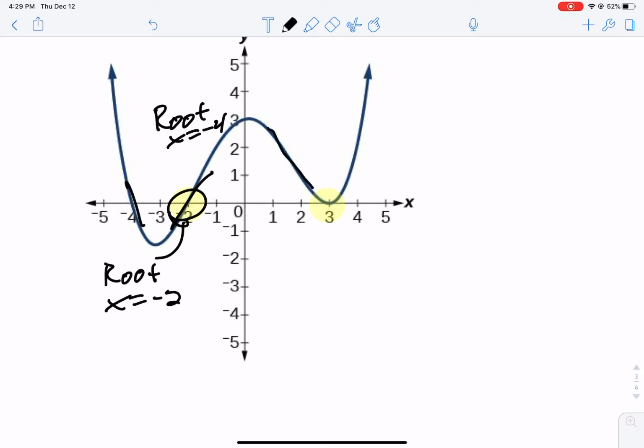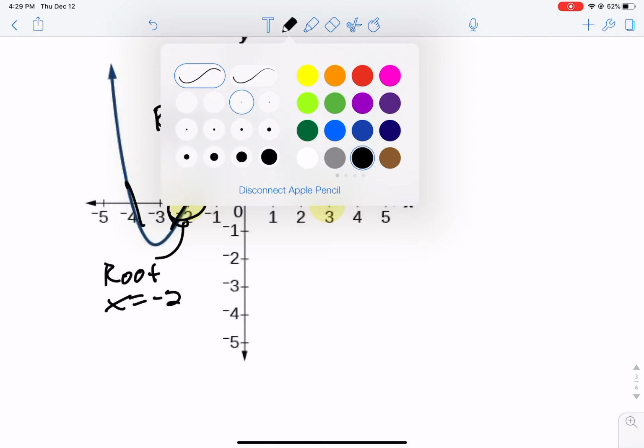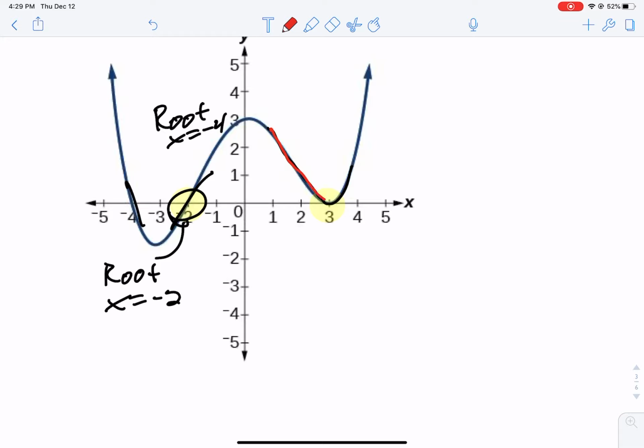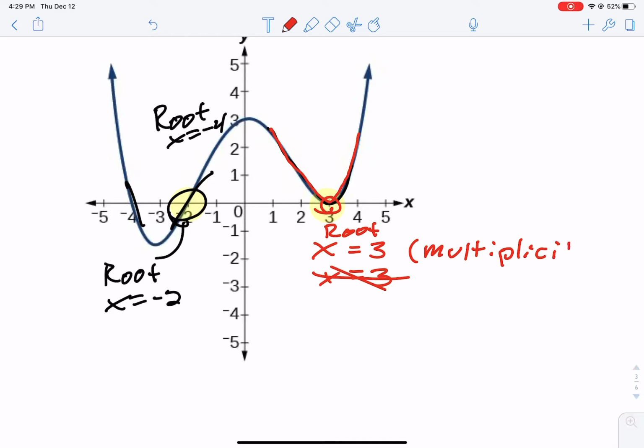But notice here it bounces off. The graph bounces off. It goes down, bounces off the axis, right at 3. So there we have another root, x equals 3, and there's actually 2 roots there, another x equals 3. Now we usually don't write it twice, we just say multiplicity of 2. Meaning it hits it twice. It bounces off, so you get 2 roots there.